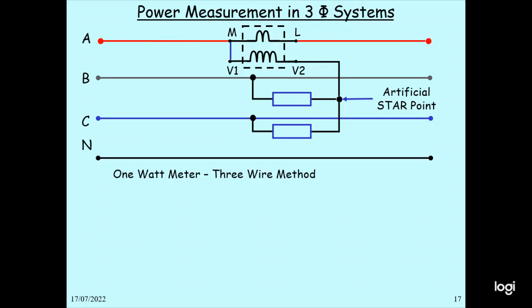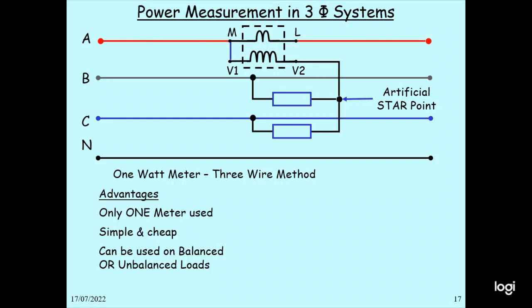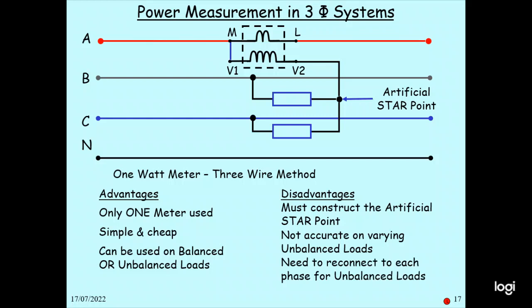This is connected to the artificial star point and you connect this wattmeter. Only 1 meter is used, simple and cheap, and it can be used on balanced or unbalanced load. The disadvantages are that you must construct an artificial star point, it is not accurate on varying unbalanced load, and you need to reconnect each phase for the unbalanced load.